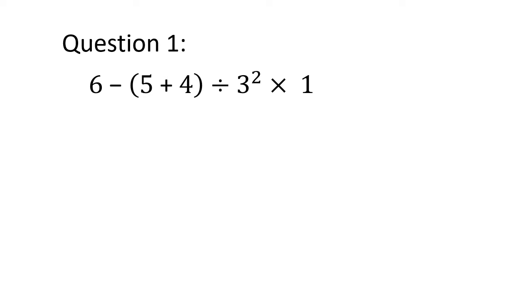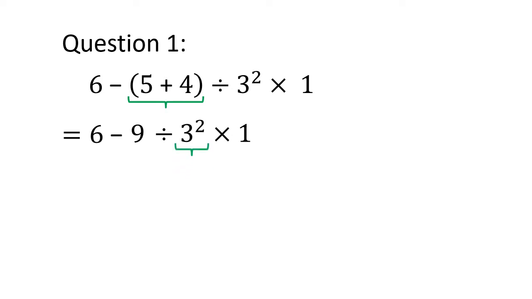The first question is 6 minus bracket 5 plus 4 divided by 3 squared times 1. There's a pair of brackets, so we need to calculate inside them, which is 5 plus 4. 6 minus stays the same. And 5 plus 4 is equal to 9. And the other parts stay the same. Now we have an exponent, so we need to calculate 3 squared.